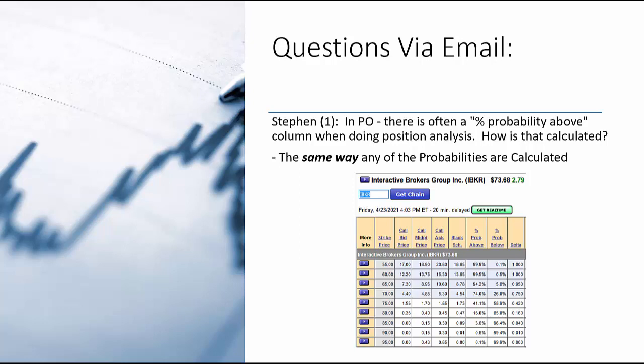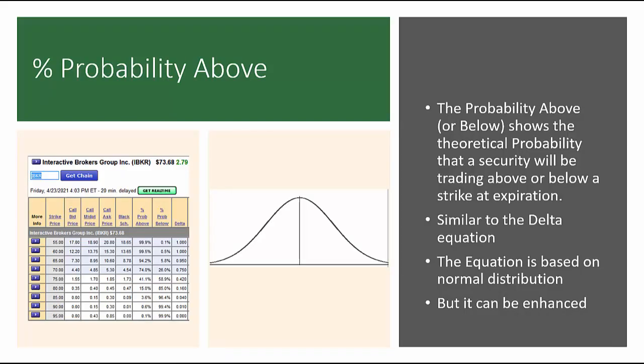At any time, you can go to an option chain or in the search, and on any active option, you'll see the percent probability above and the percent probability below for that option. The percent probability above and below shows the theoretical probability that a security will be trading above or below a strike price at expiration. This is similar, of course, to the delta equation. The probability is based on a normal distribution calculation that's commonly used, but it can be enhanced.